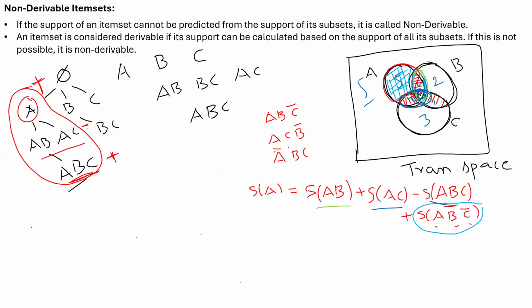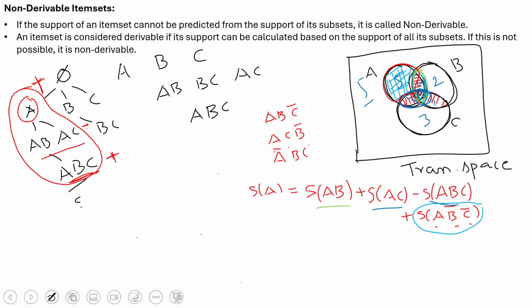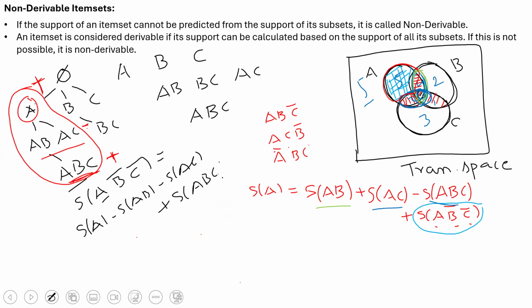What I have found out now is S of A, B bar, C bar, right? As this is the positive term, I started from here. So what I have written for this is S of A minus S of AB minus S of AC plus S of ABC, right? This is what we have derived.